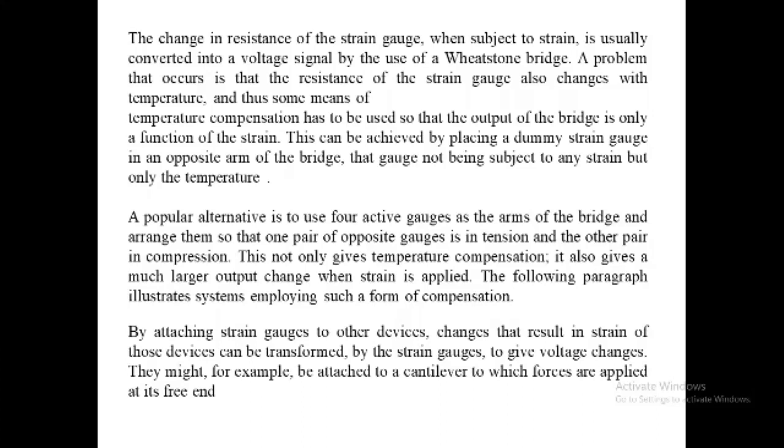A popular alternative is to use active gauges in each arm of the bridge and arrange them so that one pair of opposite gauges is in tension and the other pair in compression. This not only gives temperature compensation, it also gives a much larger output change when the strain is applied. The following diagram illustrates a system employing such a form of compensation.